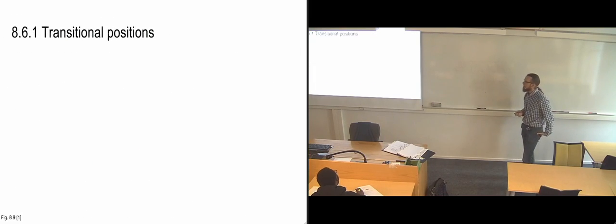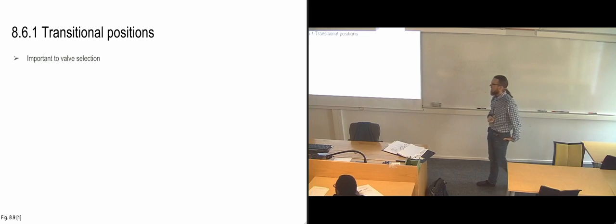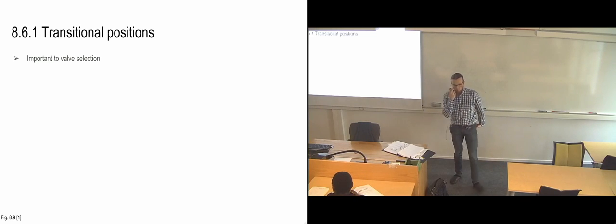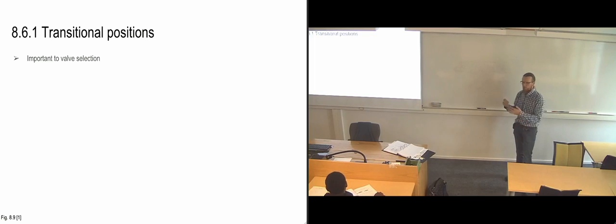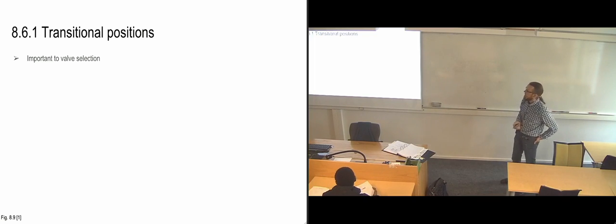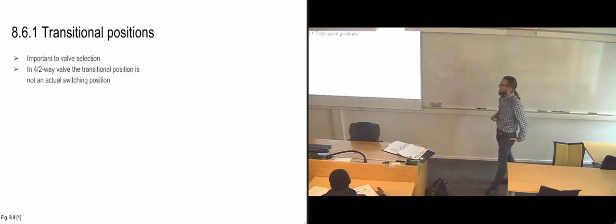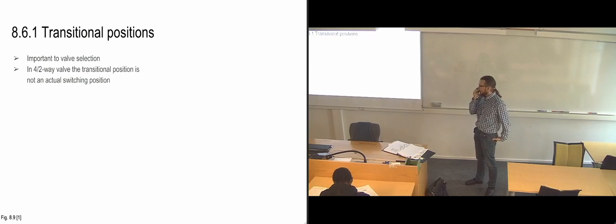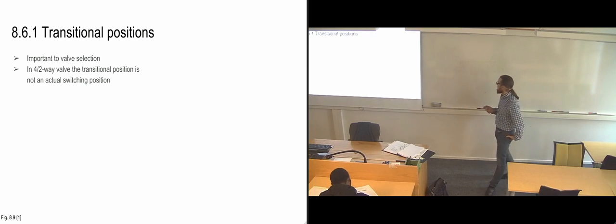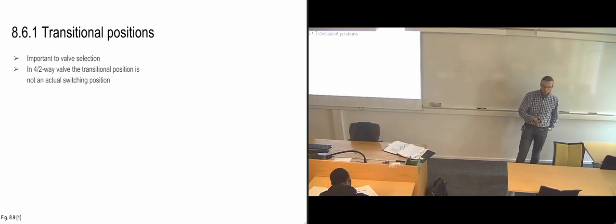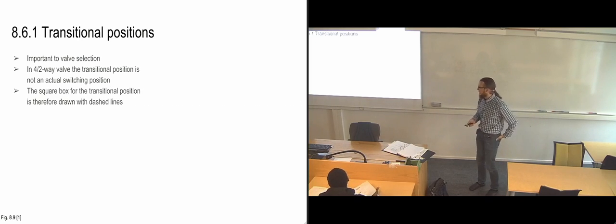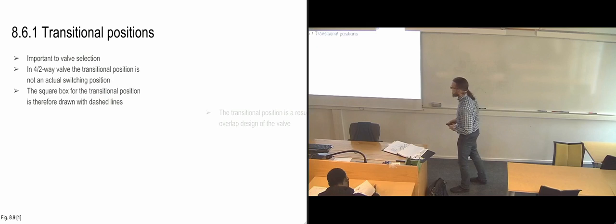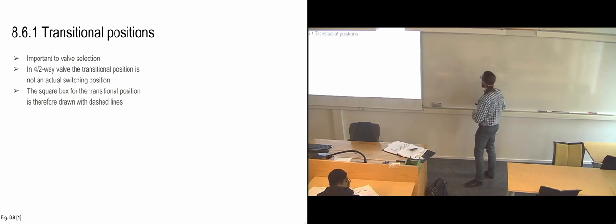So now we get to the transitional positions. And those are very important for selecting our valves, because we need to know how it is going to act when we are moving the slide back and forth. So in a 4-2-way valve, the transitional position won't be an actual switching position. That's why it's going to be shown here in a while, but I'm just going to show it here also.